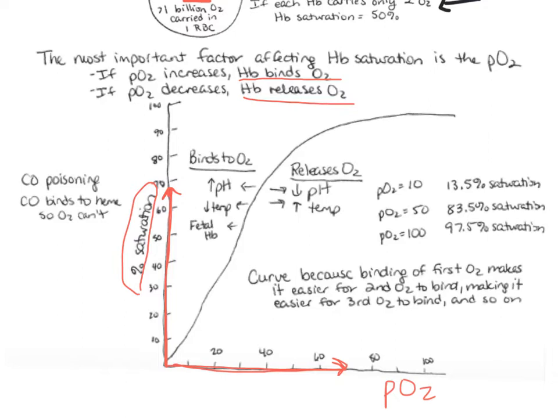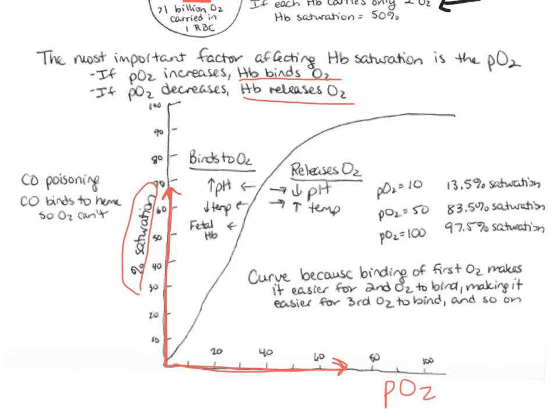So we can see that the graph is a curve and not a straight line like this. And the reason why it's a curve is because when the first oxygen molecule binds to the hemoglobin, it makes it easier for the second oxygen molecule to bind, which makes it easier for the third oxygen molecule to bind. And so it gets exponentially easier for oxygen to bind. Where the curve is steep, a small change in the PO2 can cause a very large change.